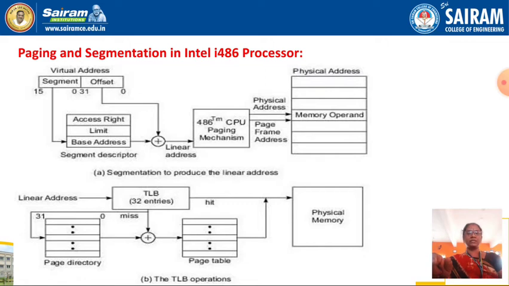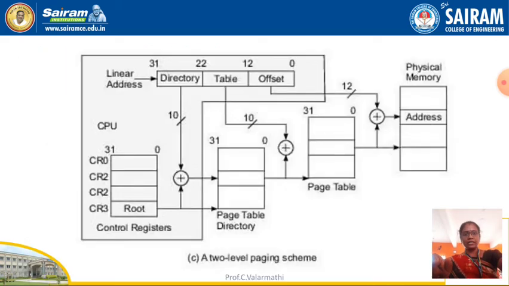So how it is done: first this virtual address is given to the multiplexer for its conversion. It will be mapped into the corresponding linear address. This linear address is given to the paging mechanism, where it is converted into a physical address. So this is what is done in this diagram.